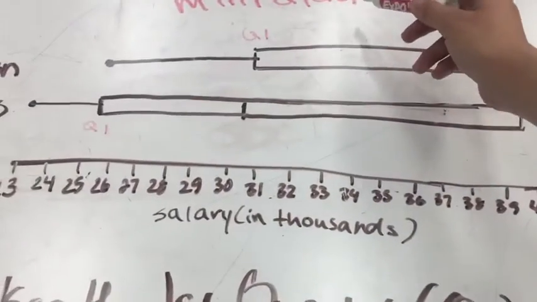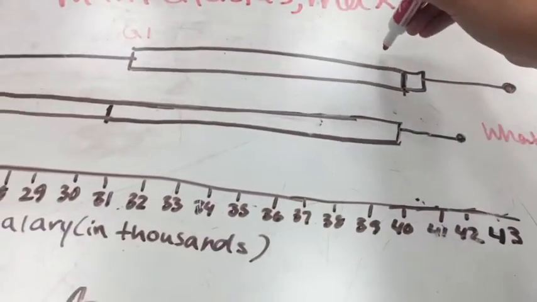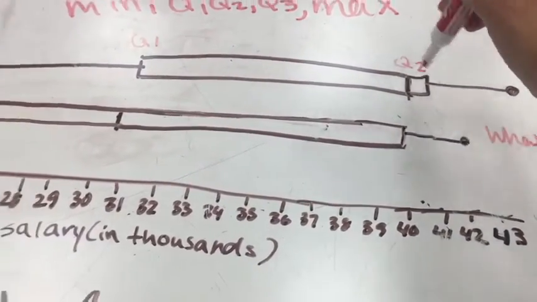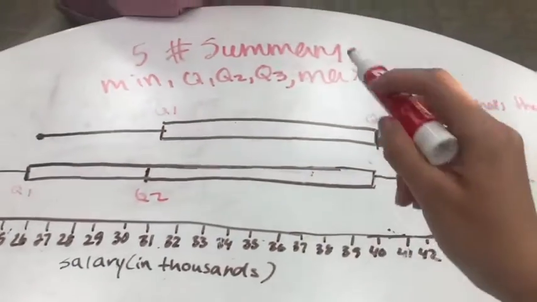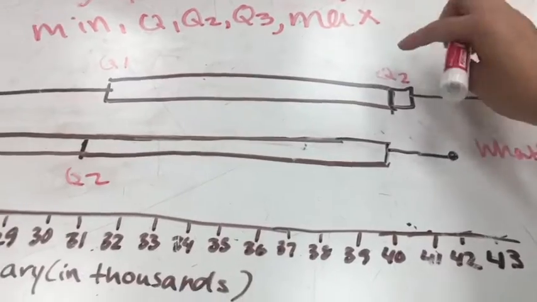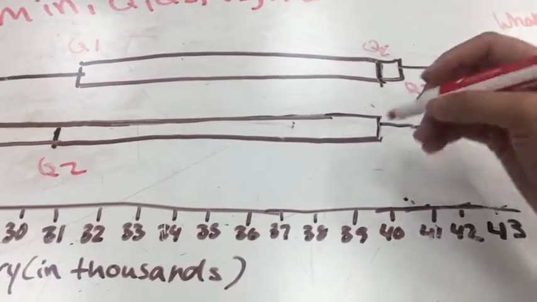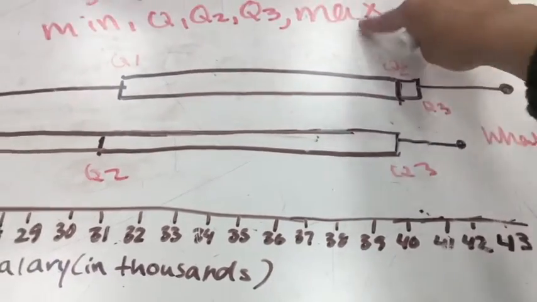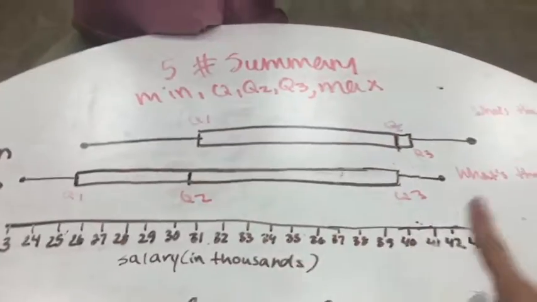And then moving on to Q2, remember that that's the middle of the box. And so that would be right here. And then you have Q3, which is the end of the box, and that's right here. And then you have your max, which is at the end of the box plot. Your max and your min, they're both whiskers.